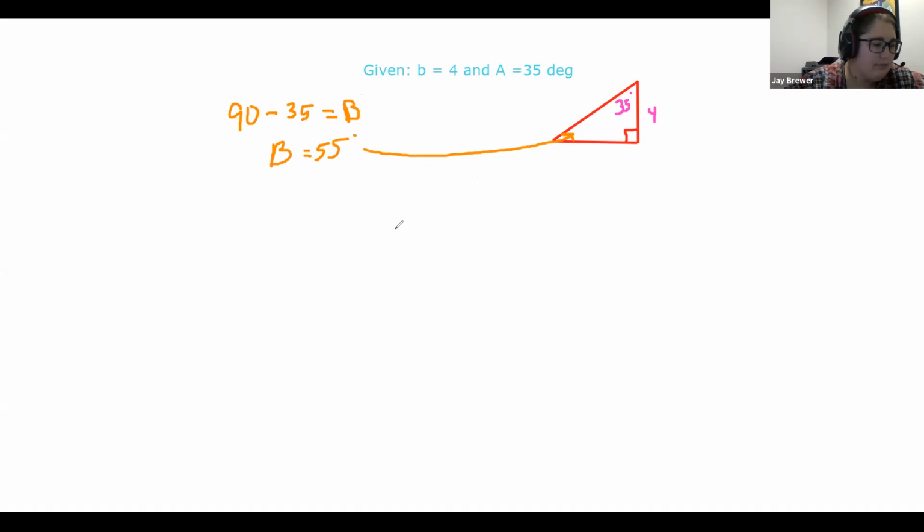Okay, now we just have to figure out our two sides. So to do that first one, we're gonna go with the tangent of 35 degrees equals A over 4. So then A, if we rearrange that, is going to be 4 times tangent of 35 degrees.